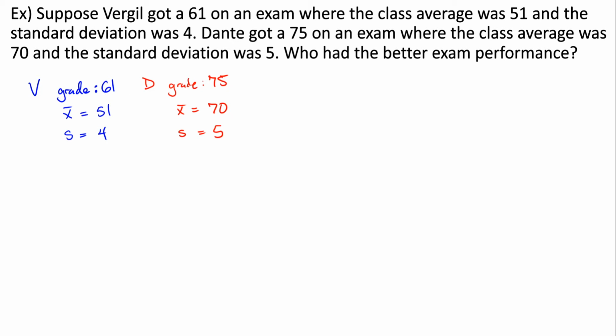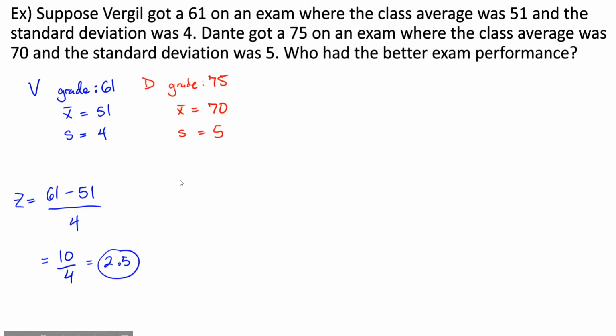The way to compare these two grades is to find z-scores for each of them and to see who has the higher z-score, because the higher z-score will be higher above the mean. So first we'll find the z-score for Virgil, so that's going to be 61 will be x here, which is his grade, minus the mean of 51, divided by the standard deviation of 4. We end up with 10 over 4, or 2.5. So his grade is 2.5 standard deviations above the mean.